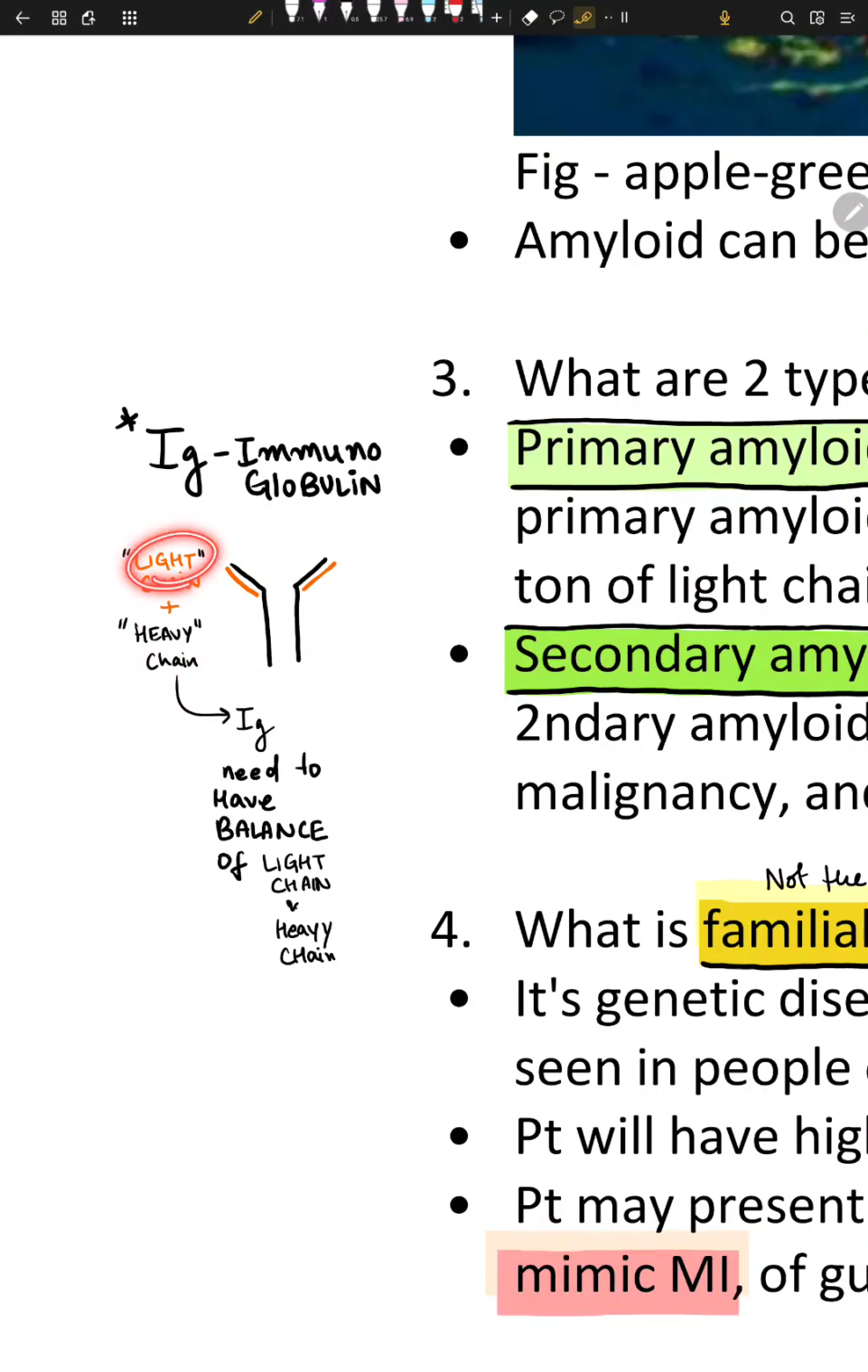Yes, it's made up of light chain and heavy chain. So the light chain is this part, the heavy chain is this big part. Okay, so Ig bodies, immunoglobulins, are made up of light chain plus heavy chain. If the light chains are getting deposited, it means it's primary amyloidosis. If the heavy chains are depositing, it means it's secondary amyloidosis. So immunoglobulin needs to have a balance of light chain and heavy chain. The ratio between light chain and heavy chain has to be the same throughout.